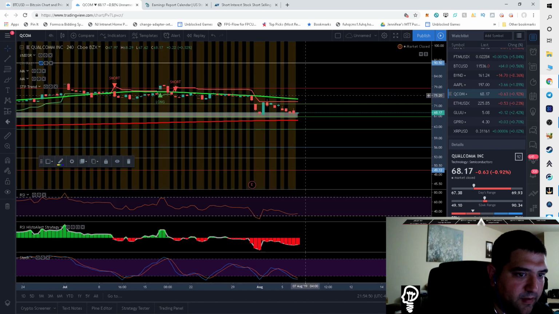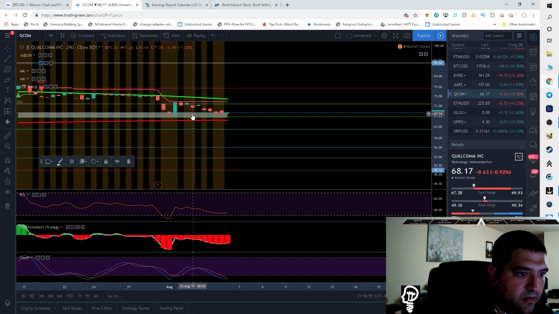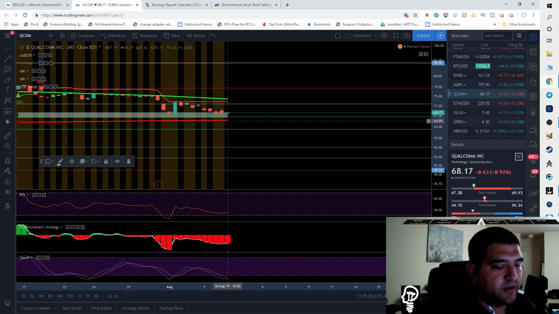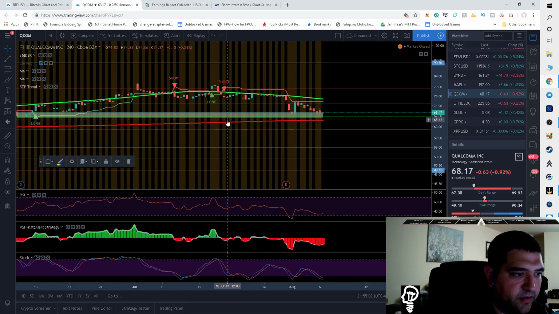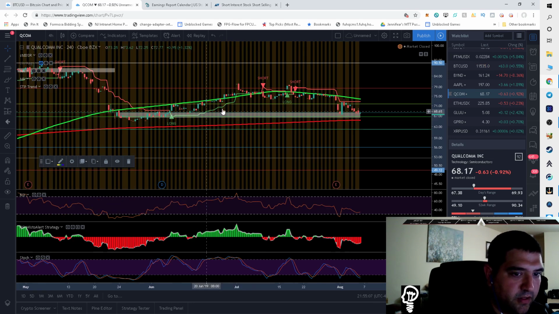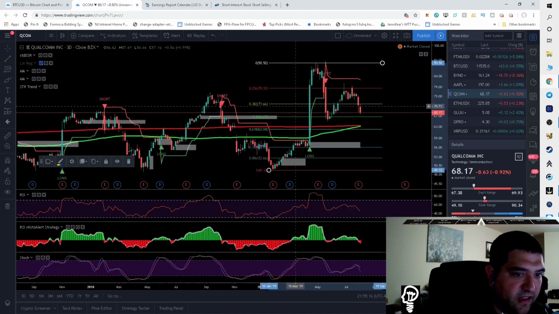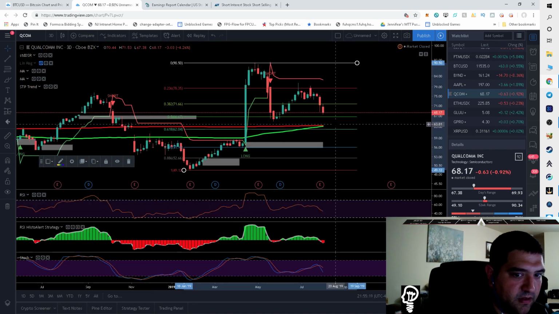Okay. It looks like we are trying to find a bottom here, right? We're very close to touching the 600 or whatever EMA that is. Where we're currently at is right around 68, right? You talking about the 618 retrace area? If that's the case, the confluence area is right around $63. Okay, 63.80 or so.